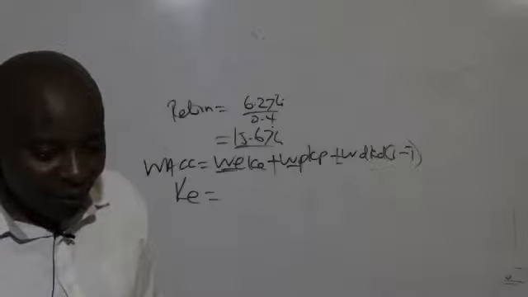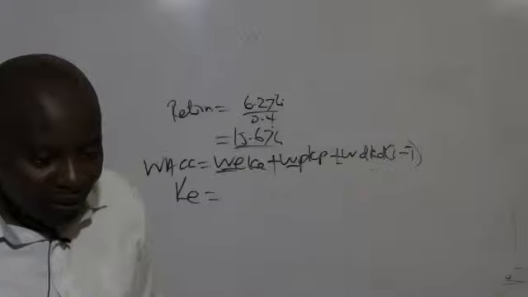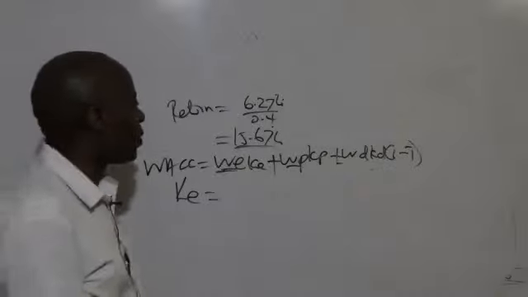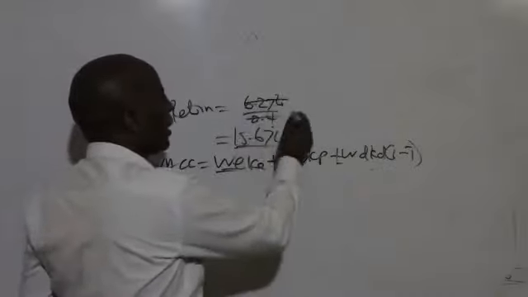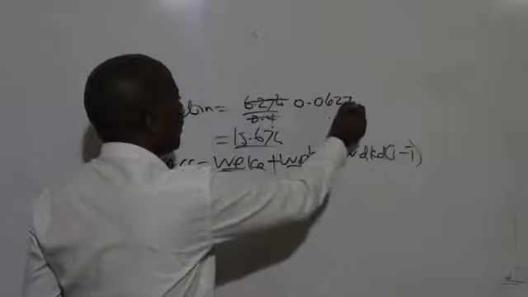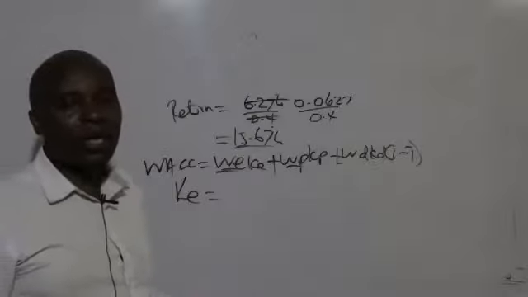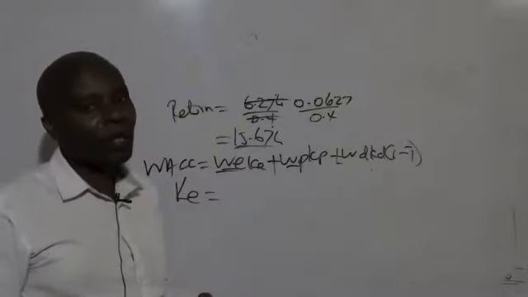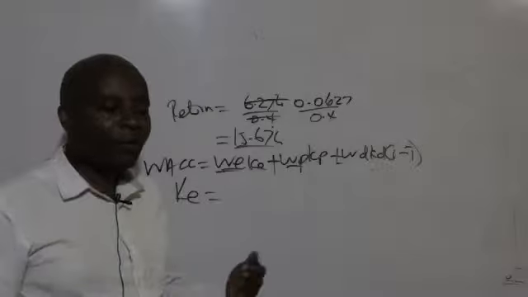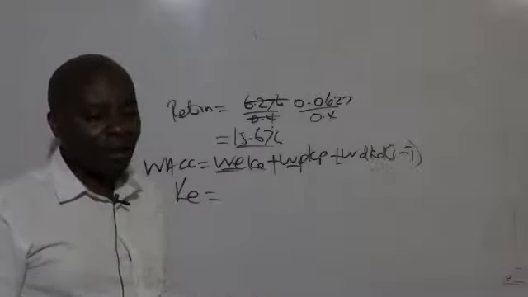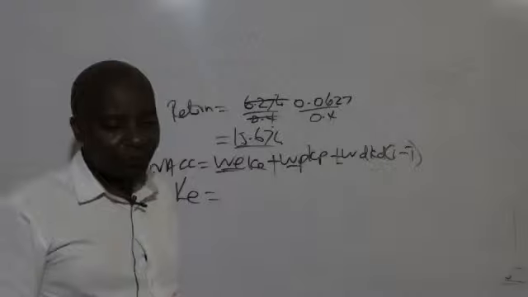Or in this question, no problem. You just come and use here 0.0627. You divide by 0.4. And then at the end of the day, whatever you get, to convert it to percentage, multiply with 100. You'll still end up getting the same answer.